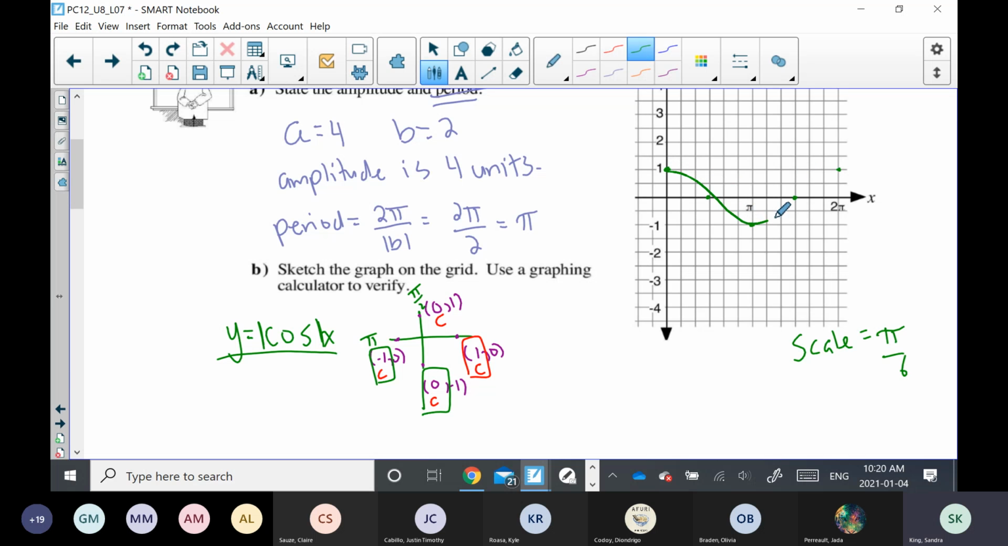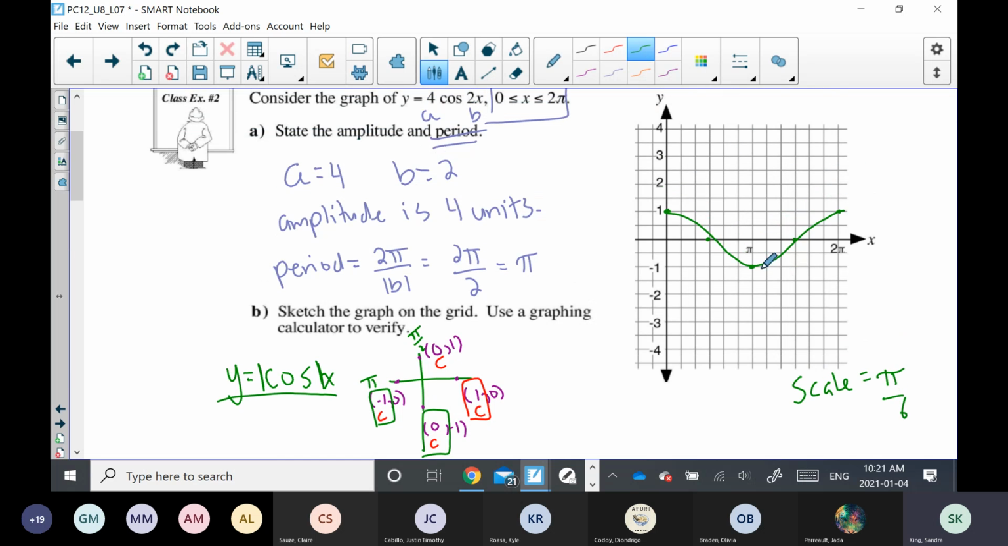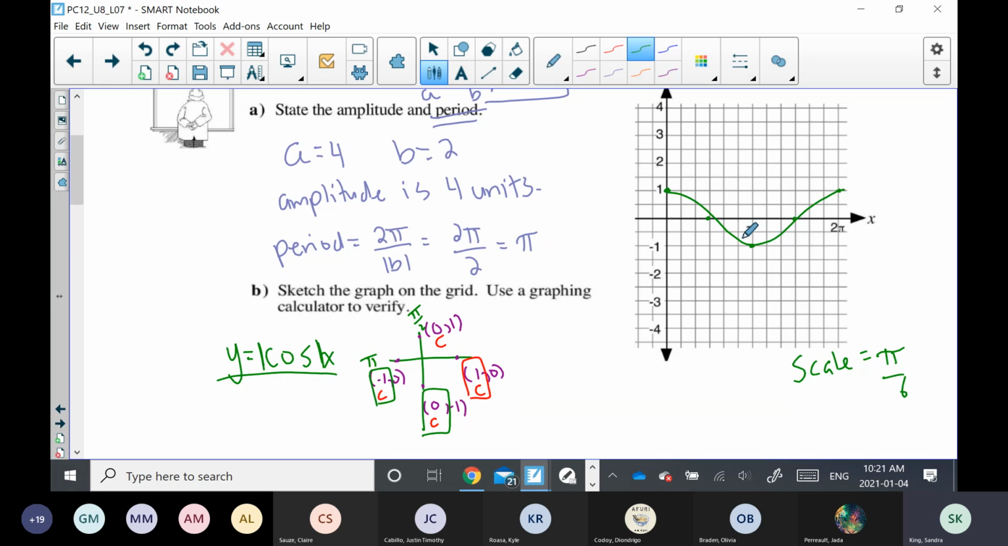So this is the original graph of y is equal to cos of x. It has an amplitude of 1 and it has a period of 2 pi. It's going to repeat every 2 pi. What we're going to do is we're going to just graph this on our calculator, and I want to show you how this graph is going to have an amplitude of 4 and it's going to repeat itself every pi radians. So what I want you guys to do is take out your calculators.